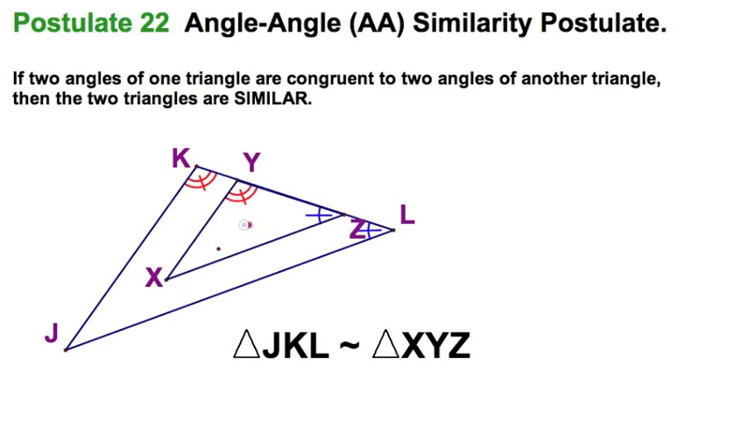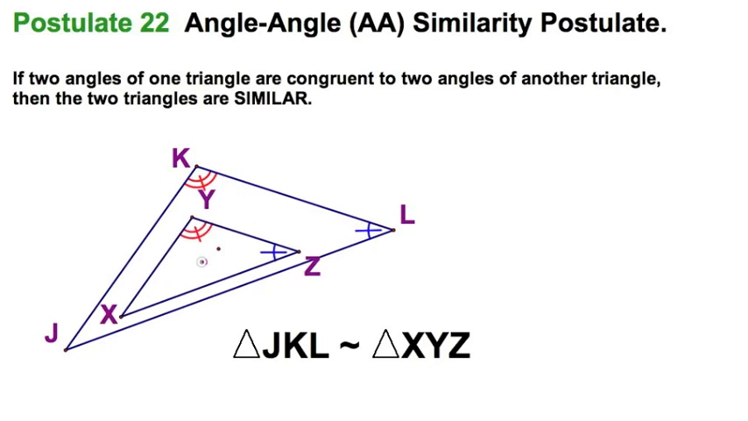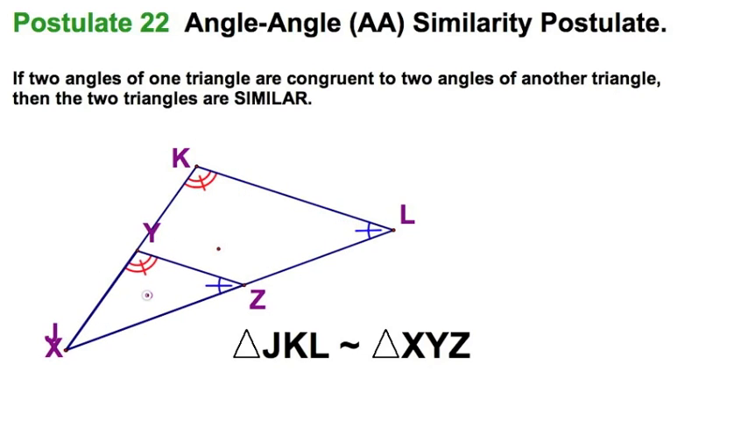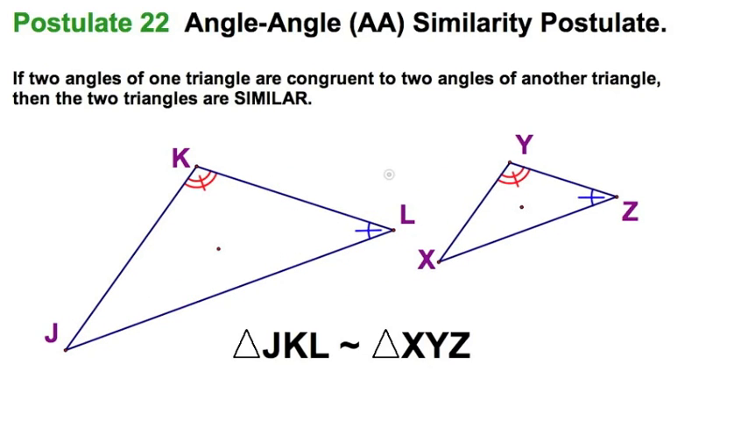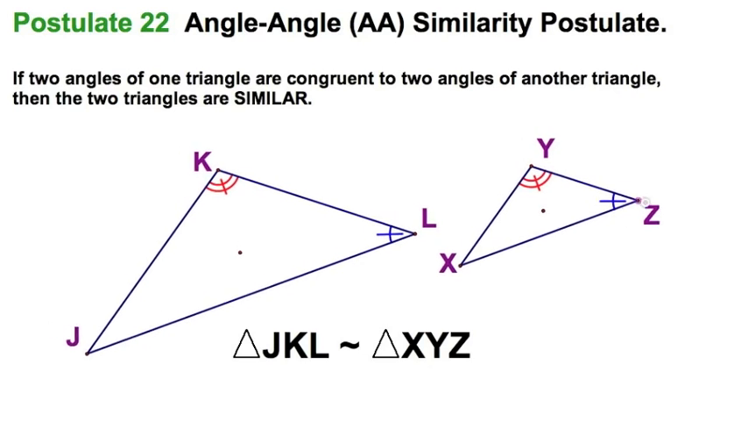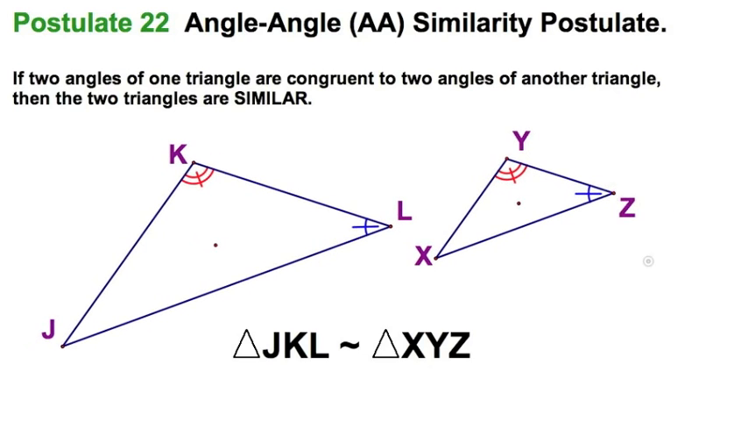But remember, if we have one pair, two pair, the no choice theorem tells us that the remaining or third pair must also be congruent. So it's true we have three pairs of congruent angles, but we only need two. That's the minimum if we're going to use angles to determine that triangles are similar. Again, not congruent. This is not a congruence condition. Similarity.